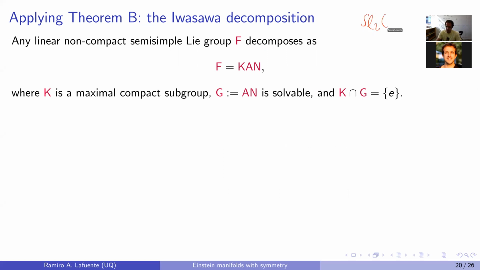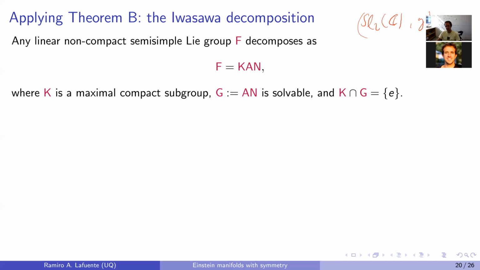Because we have a semi-simple Lie group with a left-invariant metric, and Theorem B has as an assumption that the nilradical of our Lie group is non-trivial, but the nilradical of a semi-simple Lie group is trivial. So the way one applies Theorem B, and this is why it is so strong, is that we take a subgroup of SL2C, which is solvable, and whose corresponding quotient is compact. And the way to consider such a subgroup is to look at the Iwasawa decomposition.